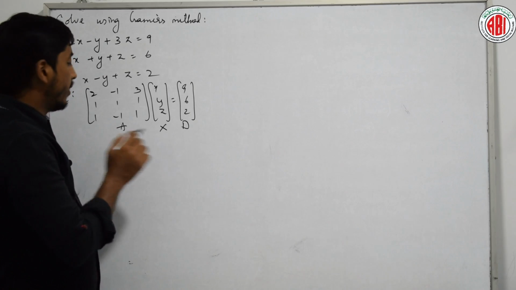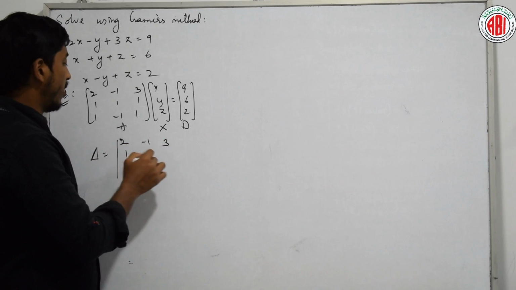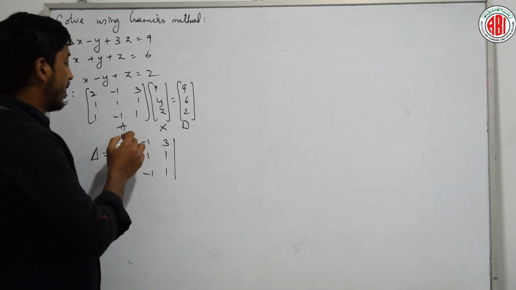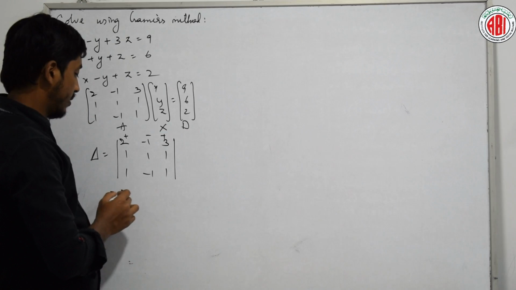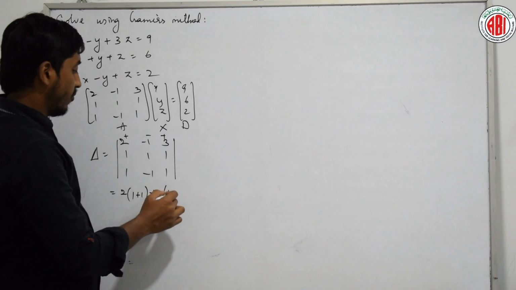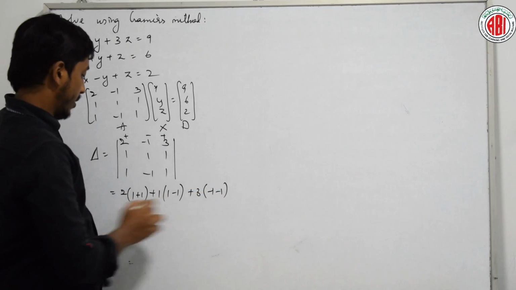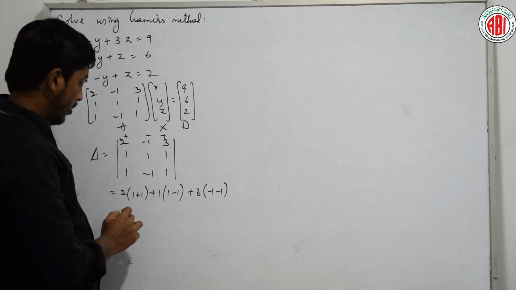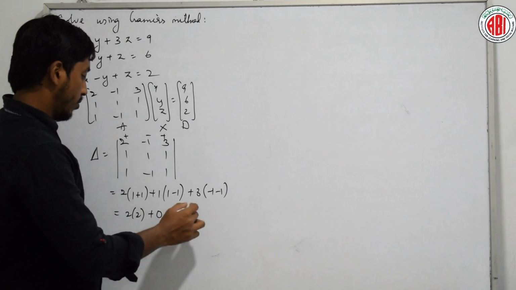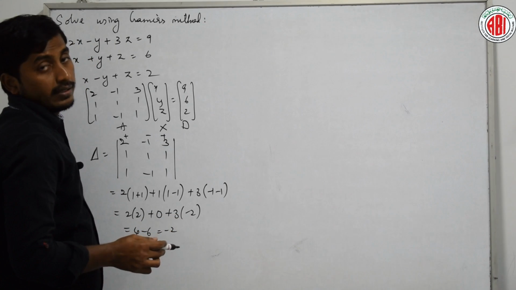What's the first step? We have to find the determinant delta. 2 minus 1 3, 1 1 1, 1 minus 1 1. Is it fine? That is plus minus plus, that is 2 into (1 plus 1) minus (minus 1) into (1 minus 1) plus 3 into (minus 1 minus 1). Is it right? 2 into 2 plus 0 plus 3 into minus 2, that is 4 minus 6, that is minus 2. Is it right?